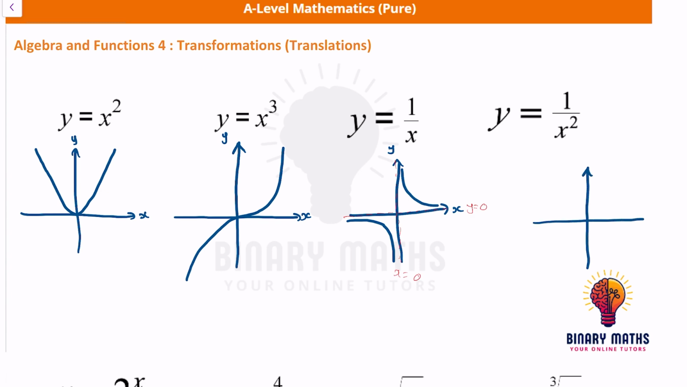Okay, y is equal to 1 over x squared. Because it's x squared, everything's going to be positive. So what happens is it's in the first quadrant and the second quadrant, because all the output will become positive. Okay, again, there are two asymptotes. So y is equal to 0 and x is equal to 0.